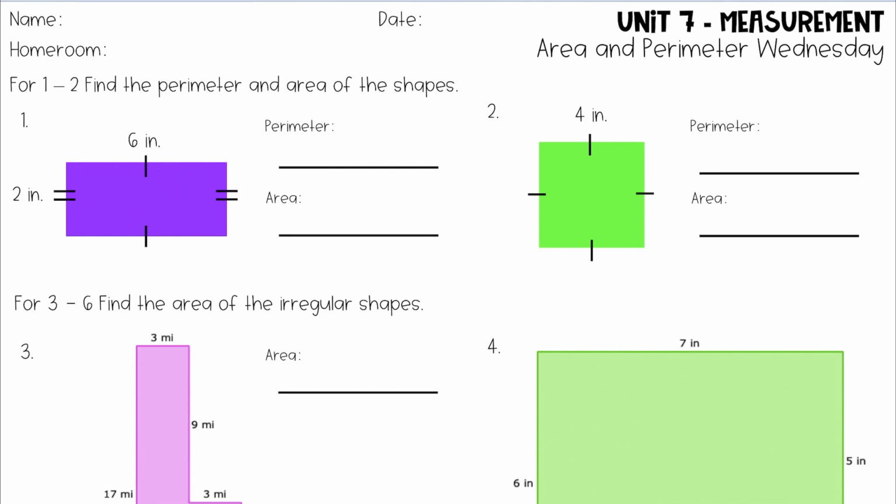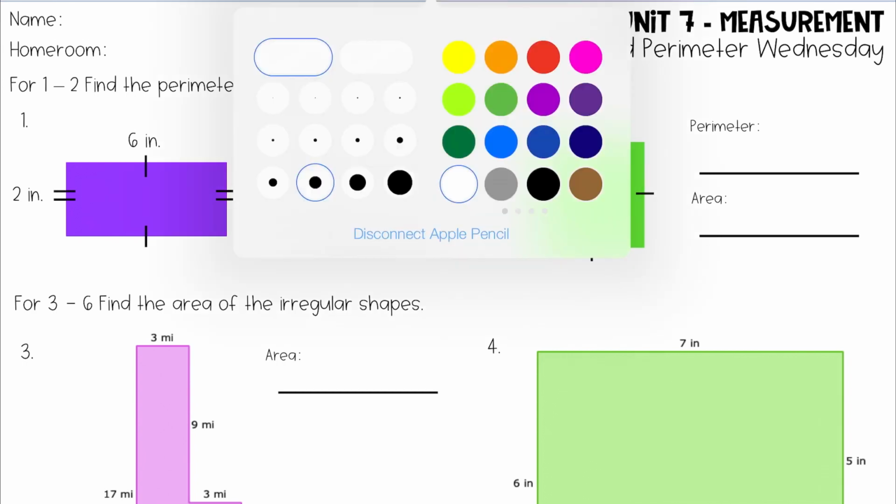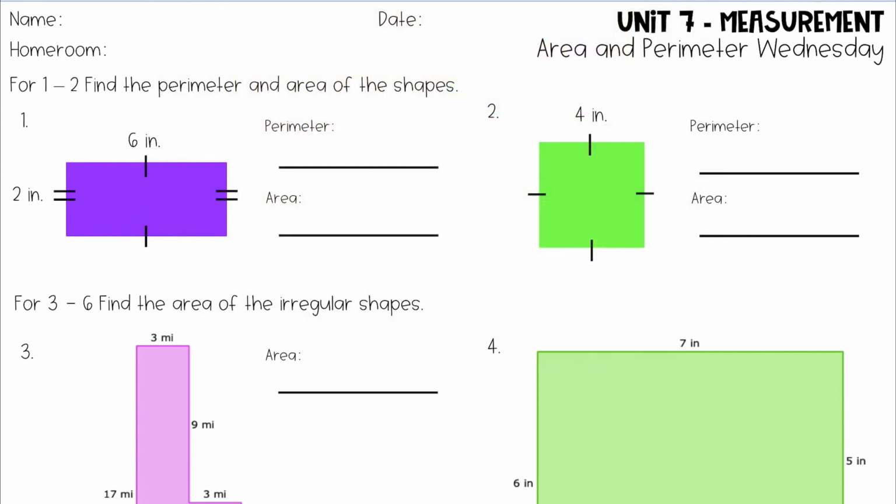Fourth grade. Today we are going to be starting on our new unit, and it's all about measurement, which is a lot of fun. We are going to be reviewing area and perimeter. This is a skill that you learned in third grade, so our first two practice problems are going to be a review from our third grade understanding, and then we're going to get more into our fourth grade understanding.